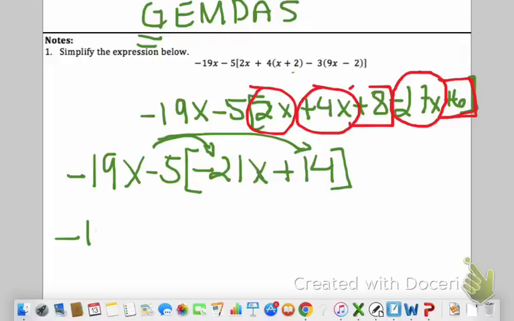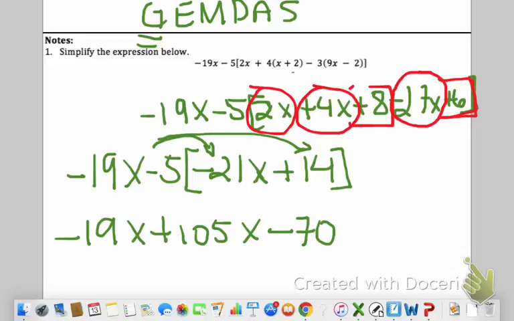So we have -19x on the outside. We have -5 times -21x, which is a positive 105x. And lastly, we have -5 times positive 14, which is a -70. So when you're simplifying expressions, you need to be extra careful with your integer operation. So you need to be careful with whether the result is going to be positive or negative.